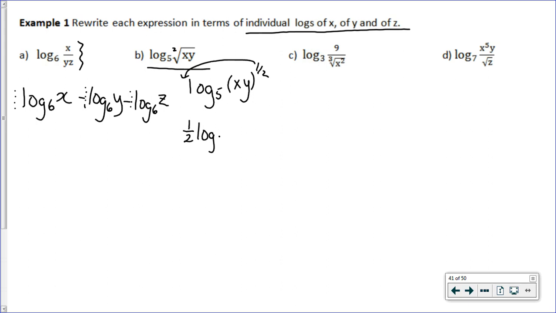Log base 5 of xy. And now I can separate these two logarithms using the product law. So I would have 1/2 log base 5 of x plus log base 5 of y. And over here I've got two examples for you guys to try. So why don't you take two minutes and try those.